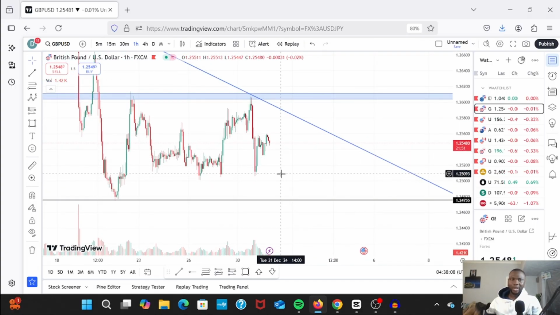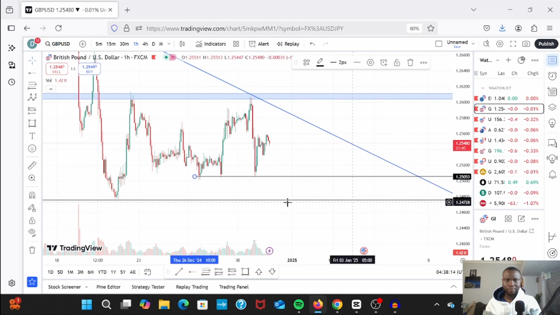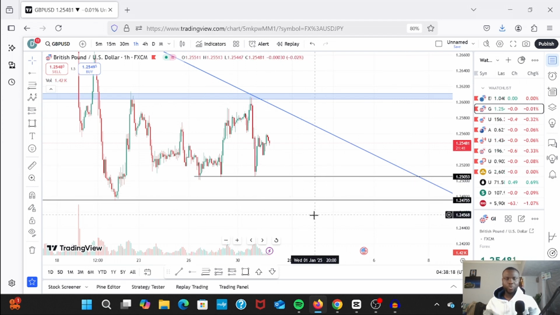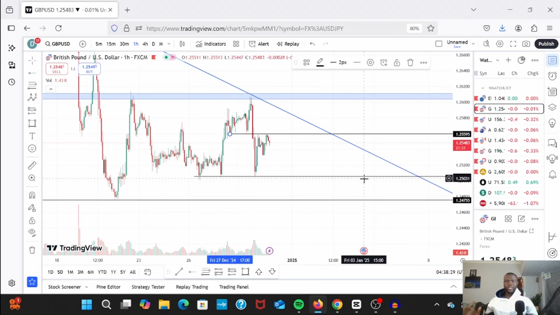Then let's go to a 1 hour. You can see at 1 hour, I'm also seeing another resistance here. I'm seeing another resistance. Let's just take note of where markets always keep reacting, where the market also keeps reacting.